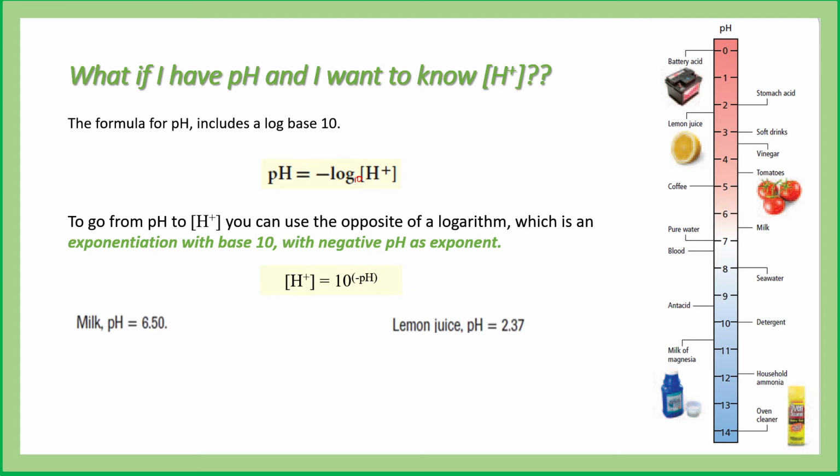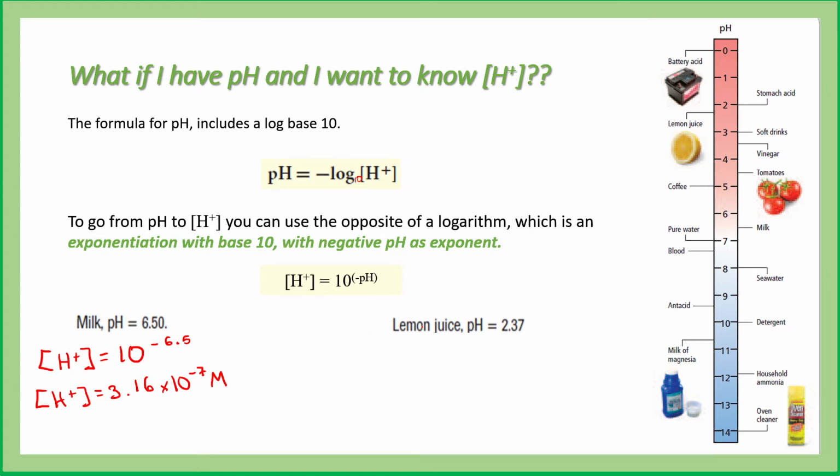So for example, here we have two exercises. The first one, we have a pH of 6.5. So the hydrogen concentration will be equal to 10 to the power of minus pH, which is 6.5. So let's do that. It will be 10 raised to the power of negative 6.5. And I got as an answer a hydrogen ion concentration of 3.16 times 10 to the minus 7 molar.